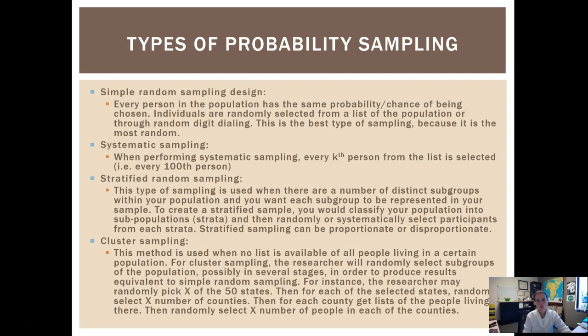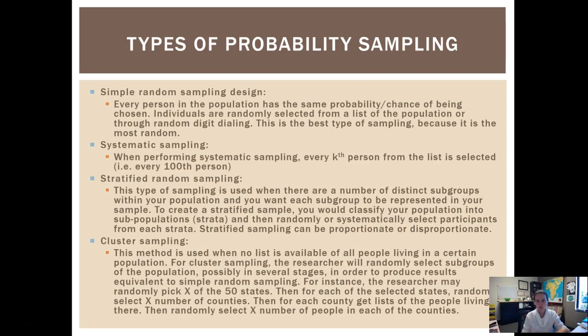Cluster sampling is what you use when you do not have an entire list of all of the available people in a certain population. That happens quite often, that we don't have this perfectly assembled list of everybody that belongs to a certain population. In that case, you can use cluster sampling.